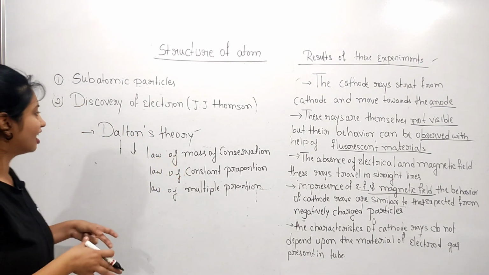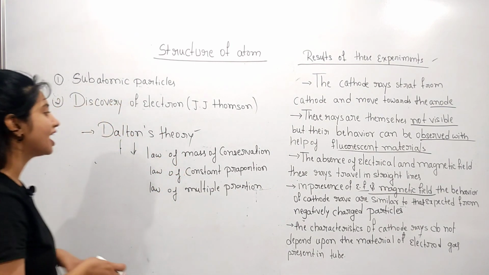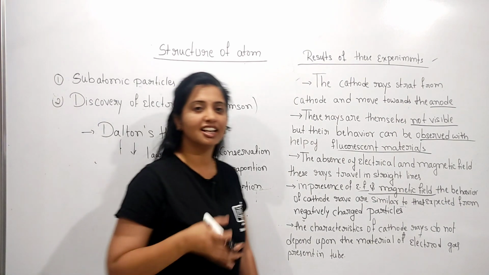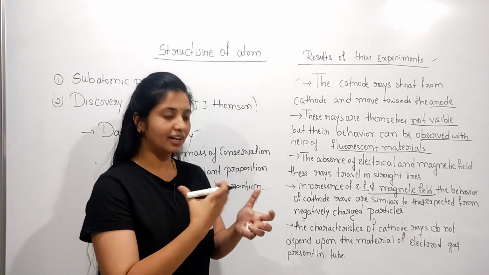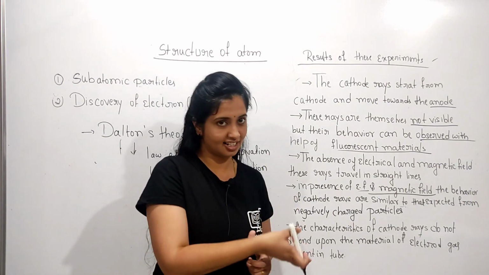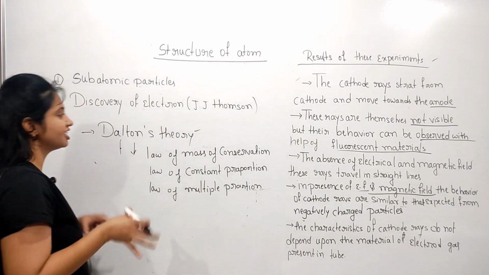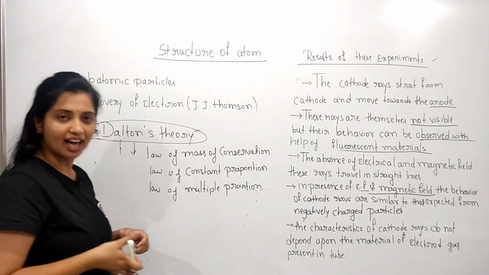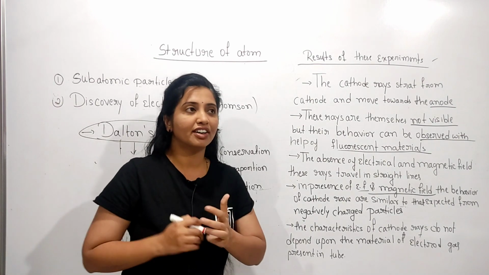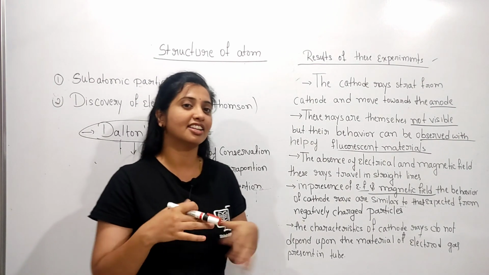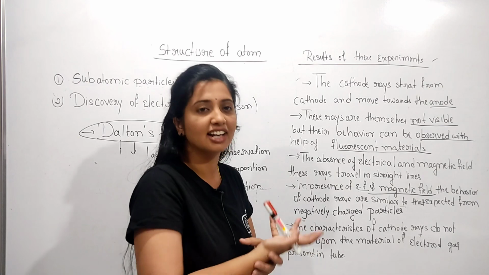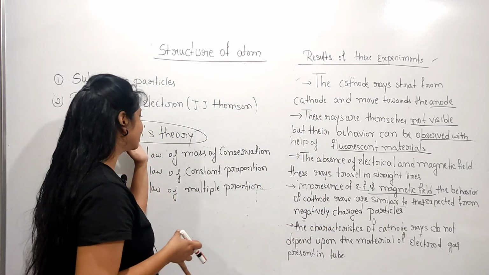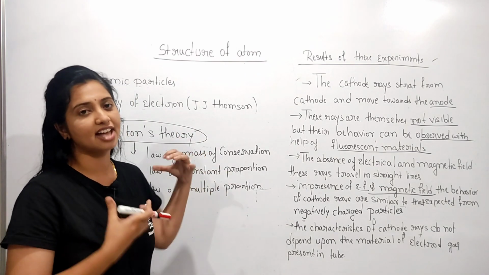But one thing, Dalton's theory fails to explain some experiments, like materials such as glass, when rubbed with silk, generate electricity. Such things fail to be explained by Dalton's theory. Then in the 19th and 20th century, scientists moved forward and carried out a lot of experiments on this theory and on the atom.